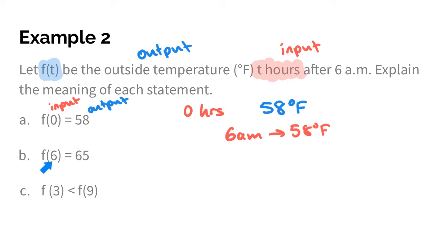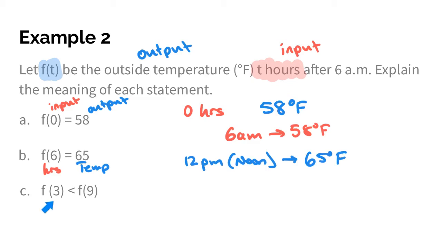And the second one says f of 6 equals 65. Again, 6 is my input, 65 is my output. So 6 right here in parentheses is going to represent the number of hours, and then 65 is going to represent the temperature. So here, I'll show this in blue, 6 hours after 6 a.m. would be 12 o'clock p.m., or we'll think of that as noon. At noon, the temperature would be 65 degrees Fahrenheit.